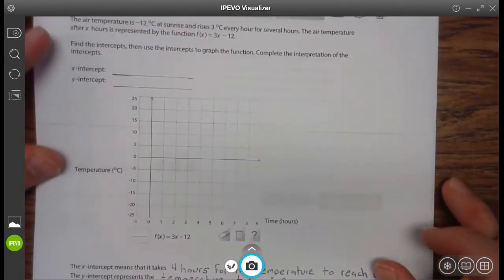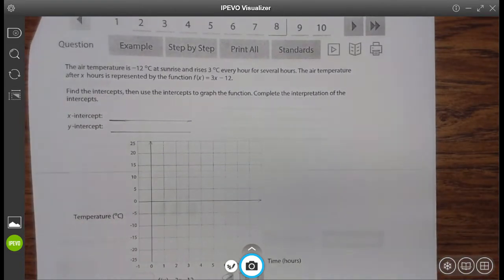All right. The air temperature is negative 12 degrees Celsius at sunrise and rises 3 degrees Celsius every hour for several hours. The air temperature after x hours is represented by the function f of x equals 3x minus 12. Find the intercepts and use the intercepts to graph the function. Complete the interpretation of the intercepts.